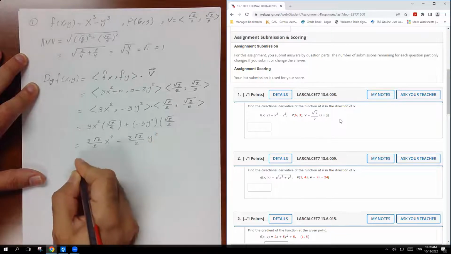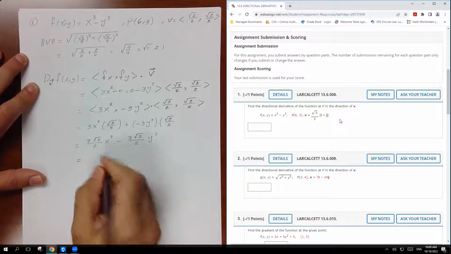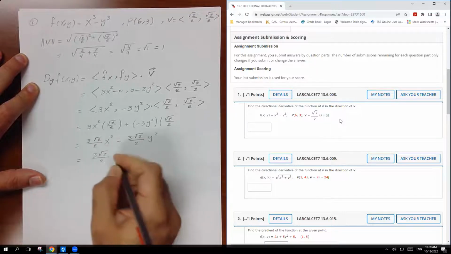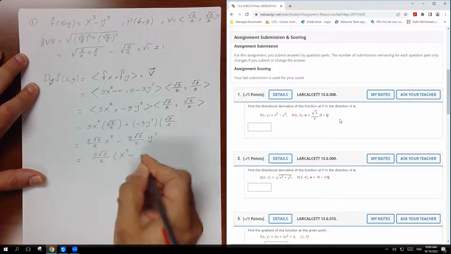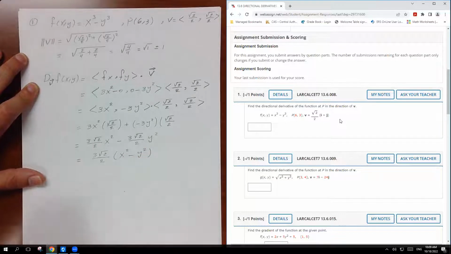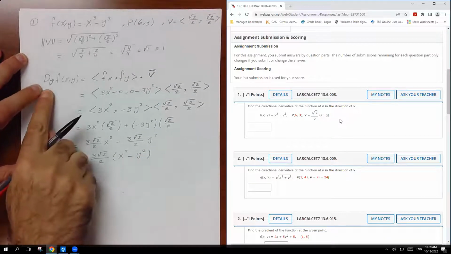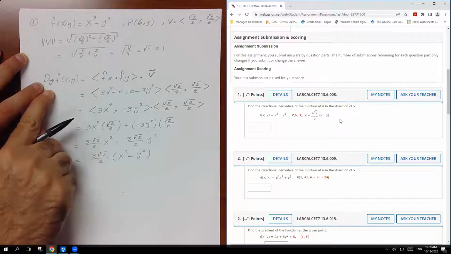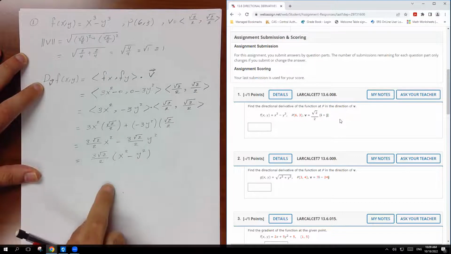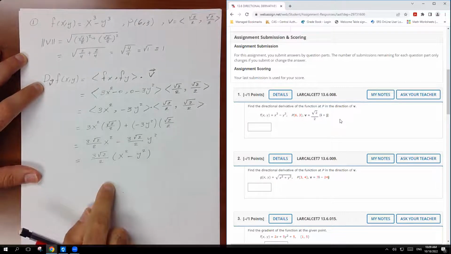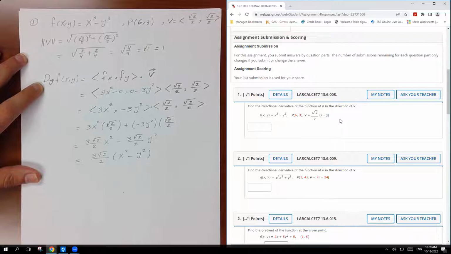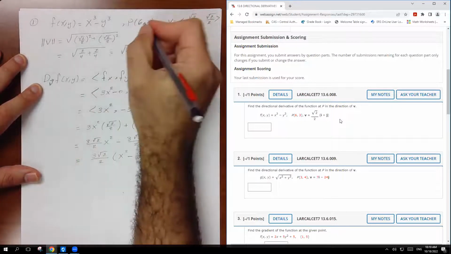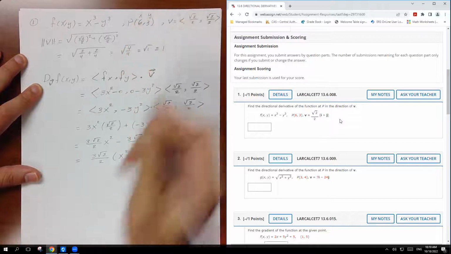And I can simplify this one because they are the same. So I'm going to factor out 3 square root of 2 divided by 2. And here is going to be x squared minus y squared. So this is the directional derivative with the vector v. Now we need to find that at the point, because they ask you to find it at P. That means you're going to plug in the point. This is x, and here's y.